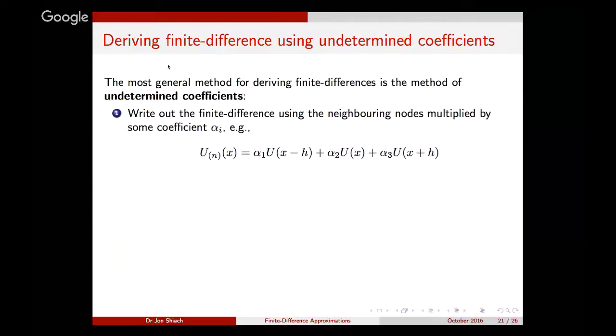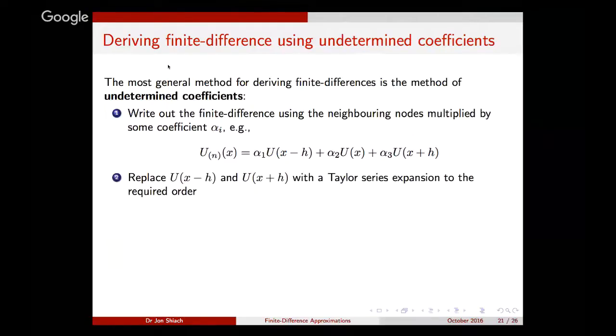Okay, so I write my derivative. You notice it's the nth derivative. I haven't decided which one I want to do yet. But I have alpha 1, alpha 2, and alpha 3. These are what we call undetermined coefficients. I don't know what the values of them are yet. That's what I'm going to have to try and find out.